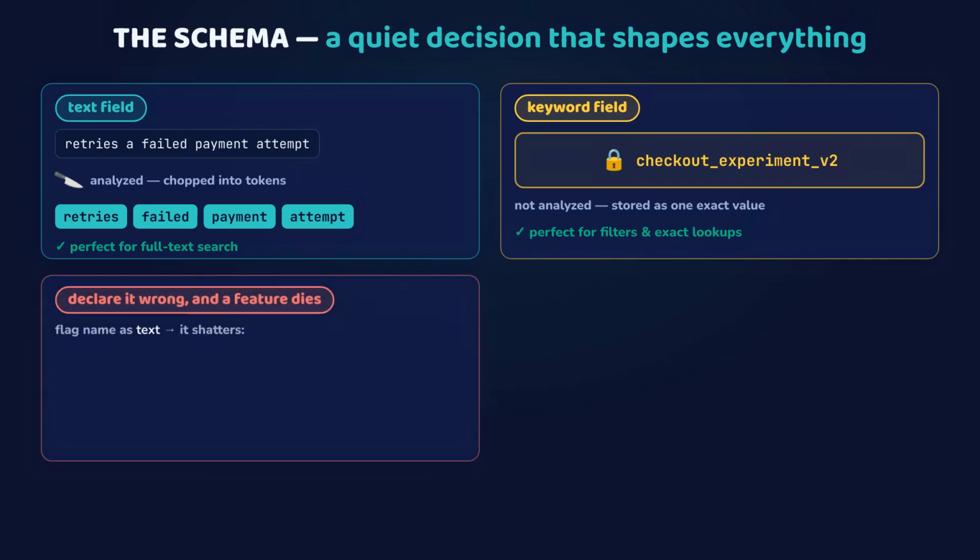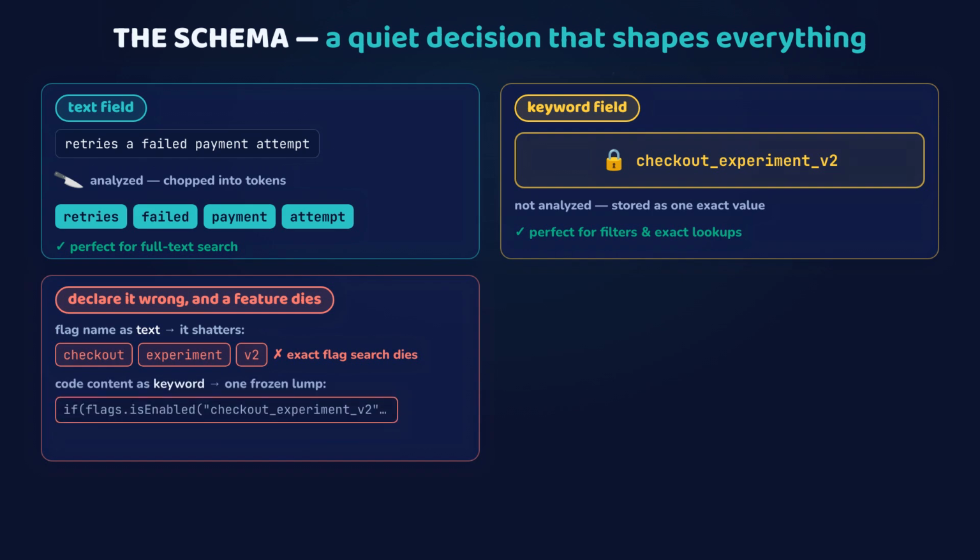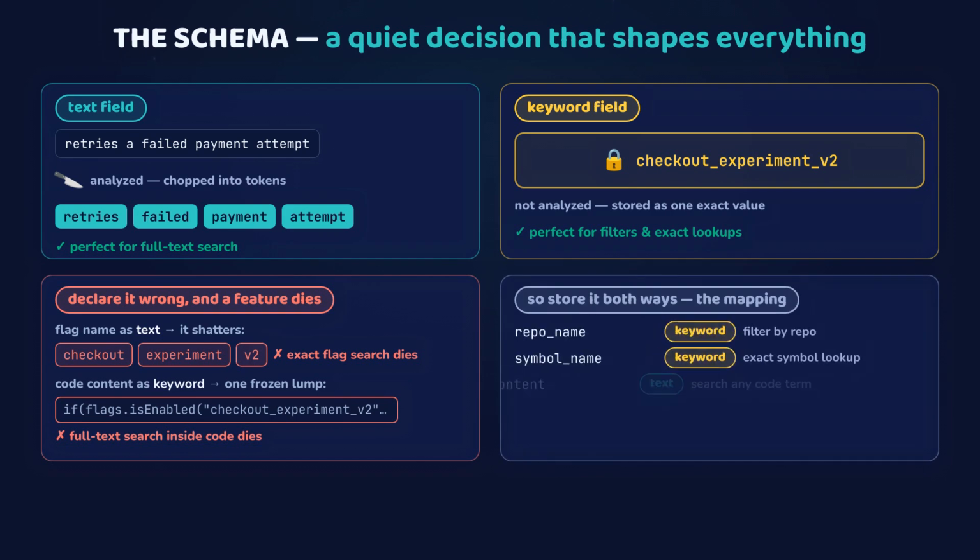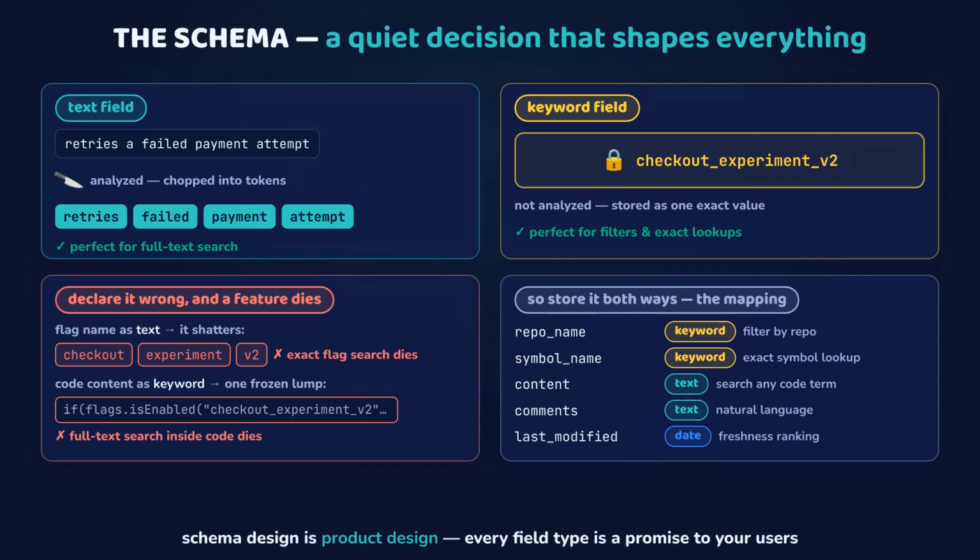Declare the flag name as text and it shatters into checkout, experiment, V2. Exact flag search dies. Declare code content as keyword and full text search inside code dies. So mature systems simply store the same information both ways. Schema design sounds like a back-end detail. It's product design. Every field type is a promise about what users will be able to do, which brings us back to the mystery from the beginning.